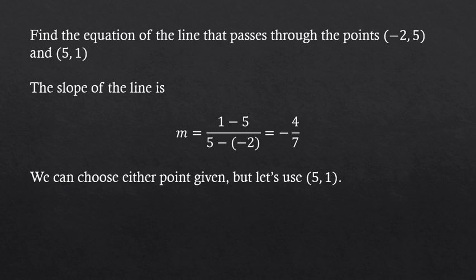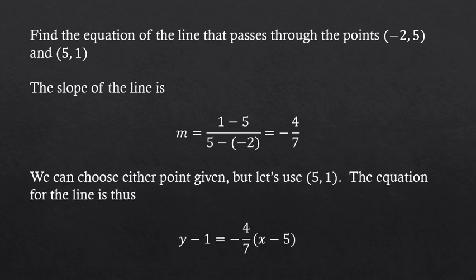So, in point-slope form, our line is, note, y minus the y coordinate of my point, 1 is going there, equals m, my slope, -4/7, times x minus the x coordinate of my point, 5. So this is the equation for the line in point-slope form.